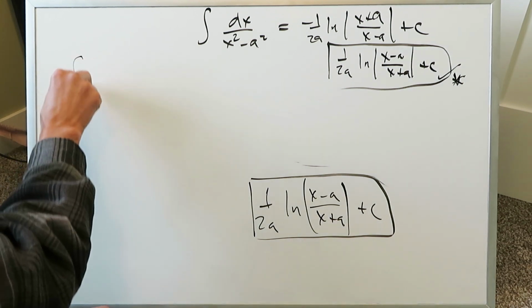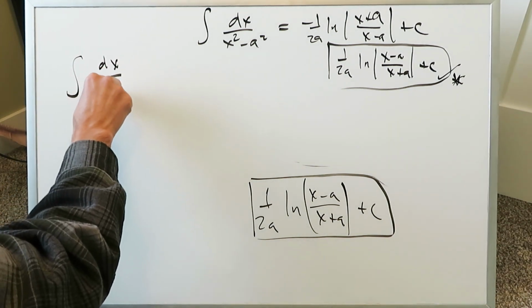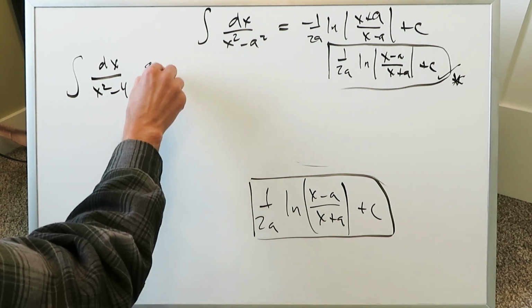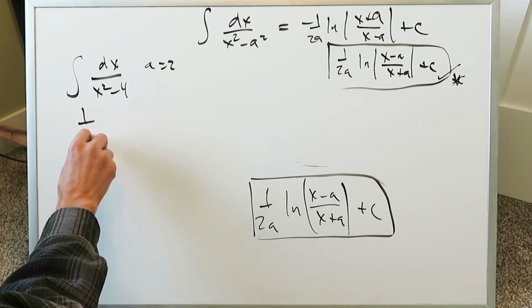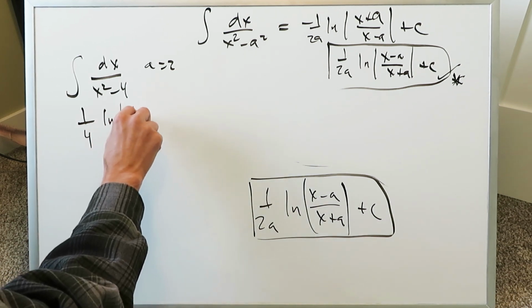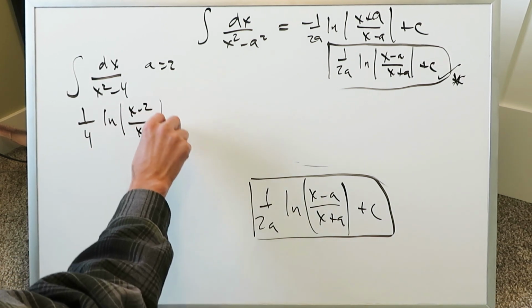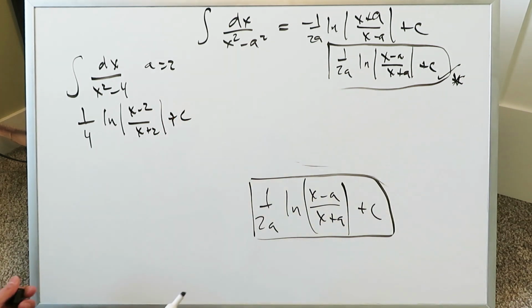So at any time you have something which looks like dx over x squared minus 4, here you know a is equal to 2. Come right over here, you'll have 1 over 2 times 2, which is a 4. You'll have a natural log x minus 2 over x plus 2 plus c, and then you'll be done. Your answer would be right.